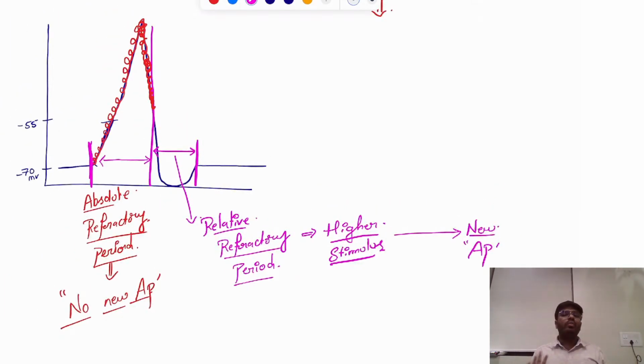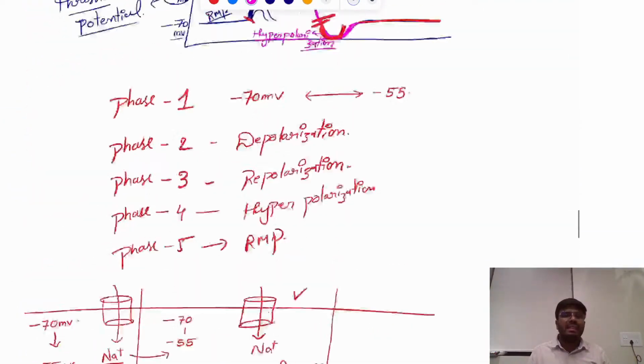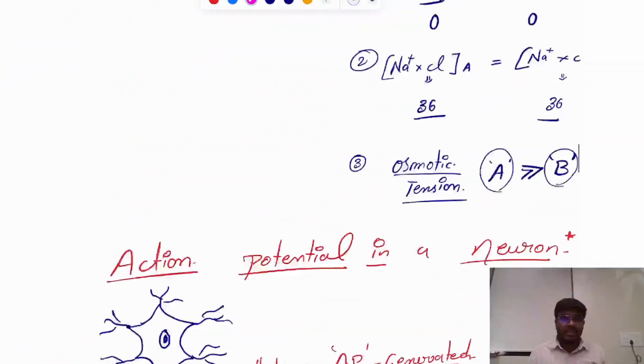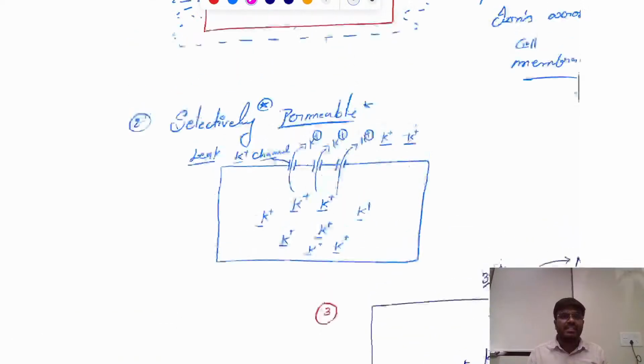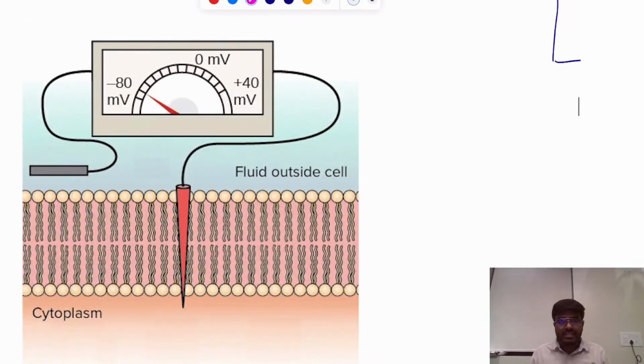So the basic thing you need to know, sir, is that every cell has a resting membrane potential. In this image we are seeing a voltmeter. With the help of this voltmeter, I am putting one electrode into the cell and keeping one electrode outside the cell.